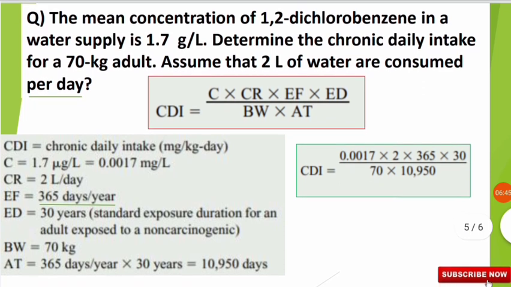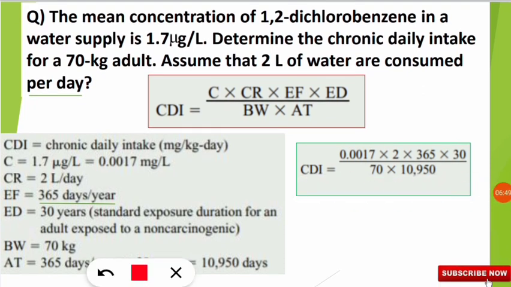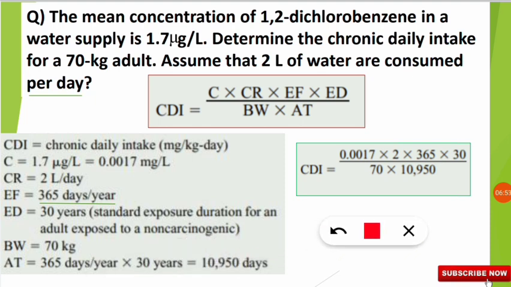Here is one Brahmastra, a formula to solve any question related to CDI, chronic daily intake. The formula is C multiplied by CR multiplied by EF multiplied by ED, divided by BW multiplied by AT. You should note these down because they can be complicated the first time, but with practice it becomes very easy. So what are these? C, CR, I will tell you.